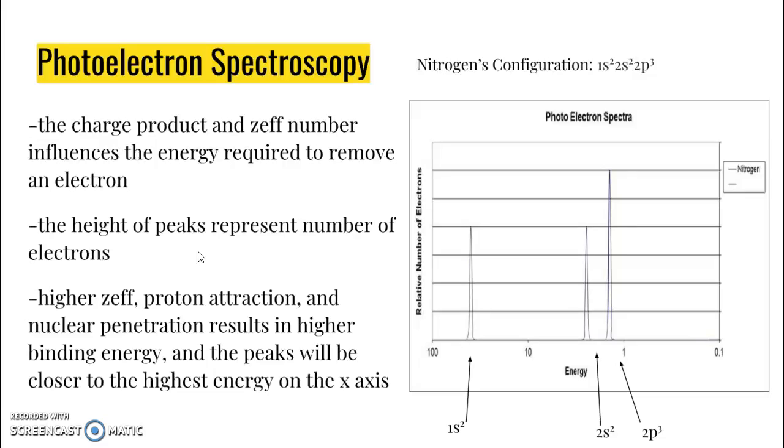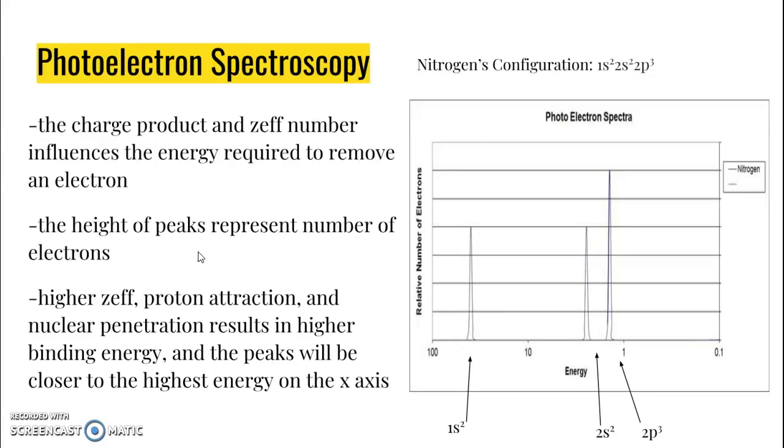So, photoelectron spectroscopy. The charge product and Zeff number influence the energy required to remove an electron, and the height of peaks represents the number of electrons. And with a higher Zeff, proton attraction and nuclear penetration result in a higher binding energy, and the peaks will be closer to the highest energy on the x-axis.